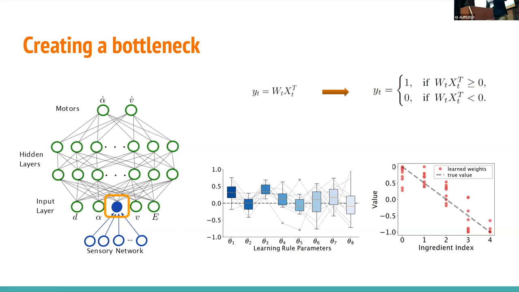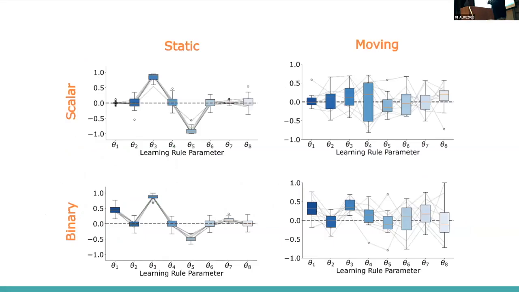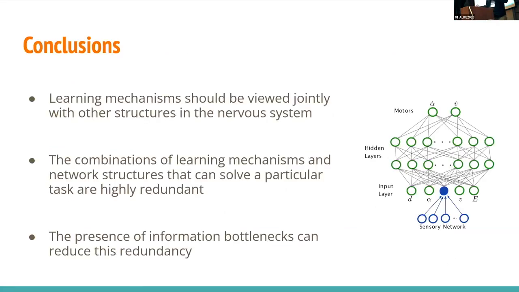So if we compare the different rules, we have static and moving networks. When we have the scalar readout, static is very structured, moving is a complete mess. When we have the binary readout, static is very structured, moving is also very noisy, but we start seeing some structure. And if we limit more things, presumably we will get even more structure. Yep, I'm done.